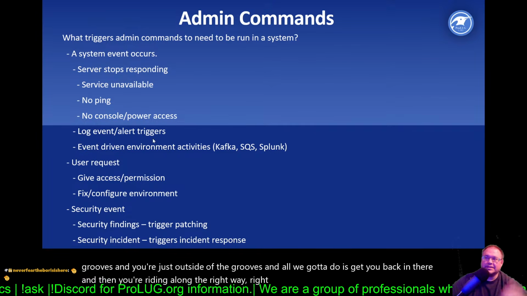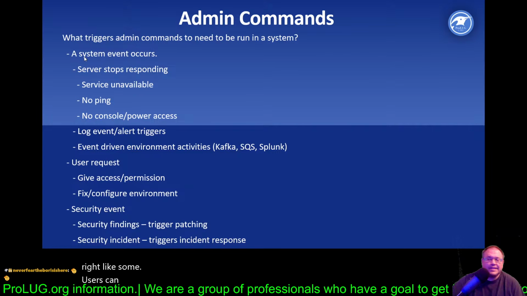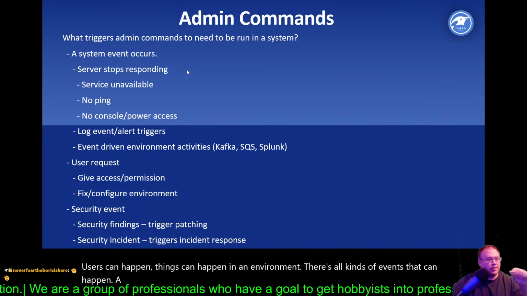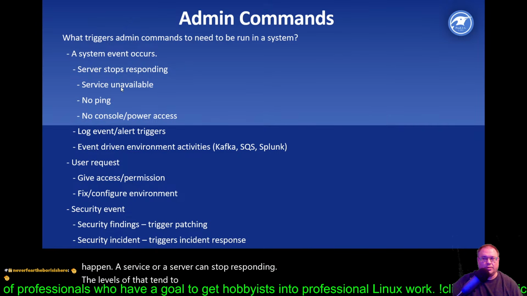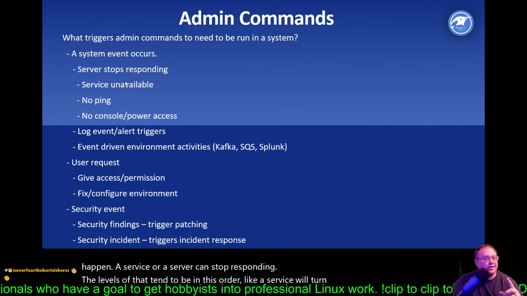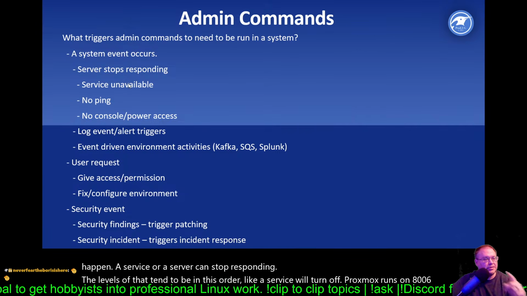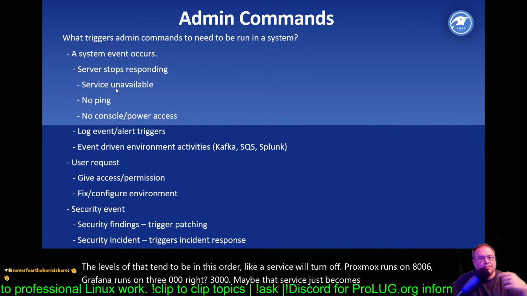So this is kind of something to think about, right? Things can happen in an environment. There's all kinds of events that can happen. A service or a server can stop responding. The levels of that tend to be in this order. A service will turn off. Proxmox runs on 8006. Grafana runs on 3000, right? Maybe that service just becomes unavailable, and that's our first check.